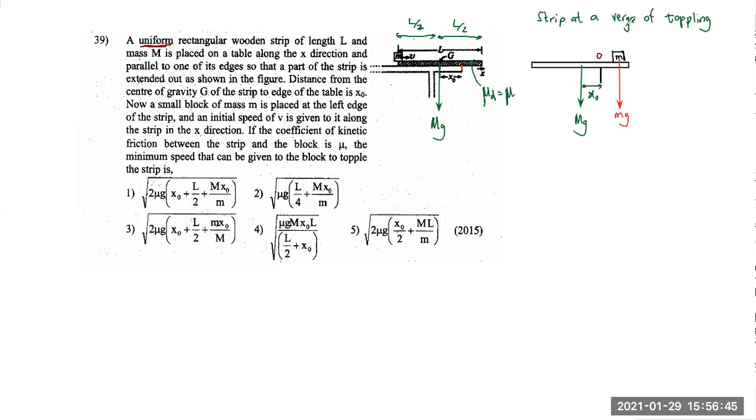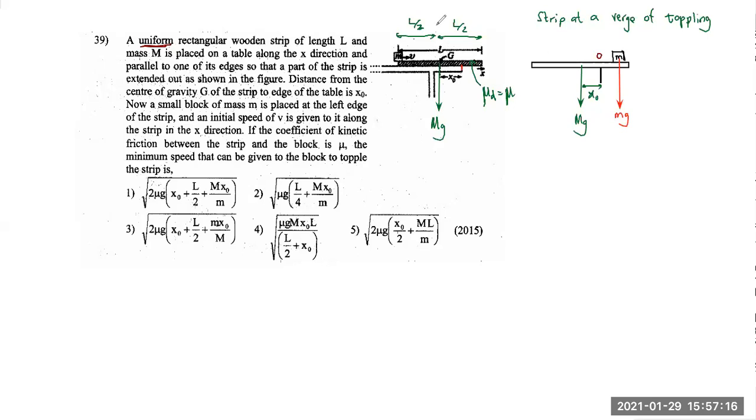So let's say the strip is at the verge of toppling. When the strip is at the verge of toppling, what's going to happen? The clockwise moment is going to be equal to the anti-clockwise moment, and I have not marked R. R is the perpendicular reaction. R is going to be 0 because the strip is at the verge of toppling. Therefore, the contact between the strip and the wooden block, table is almost 0. That R is almost 0 because that contact is almost going to be lost now. That's why I have not marked R anywhere, the perpendicular reaction.